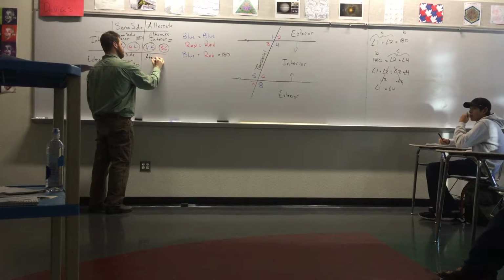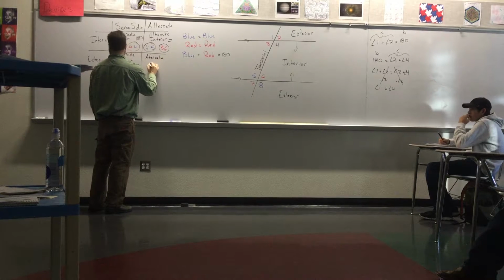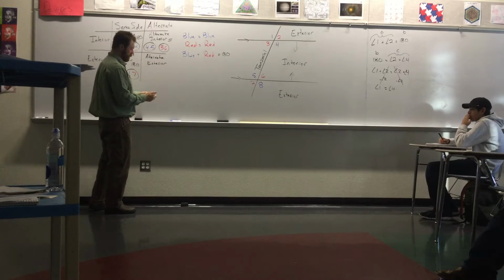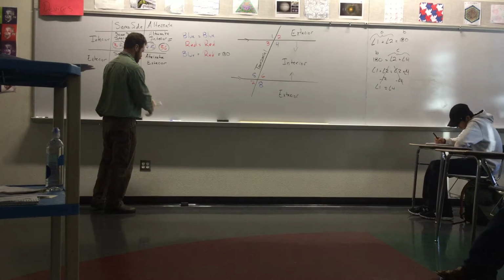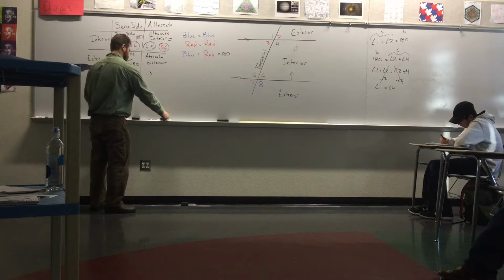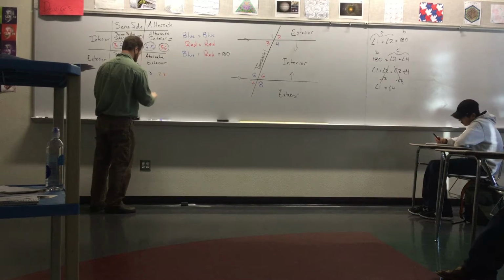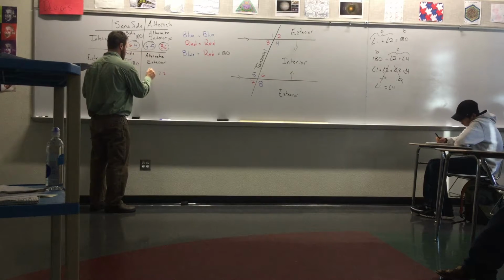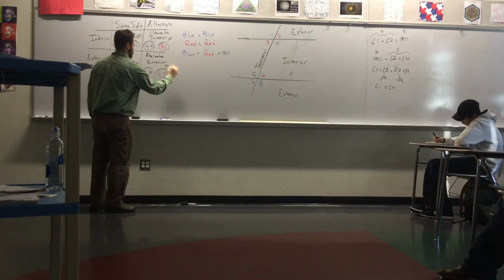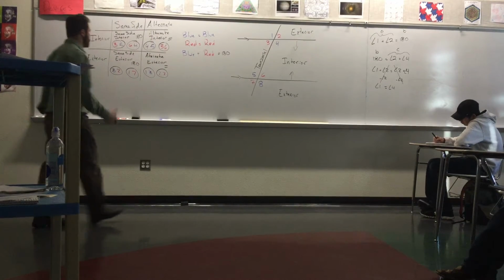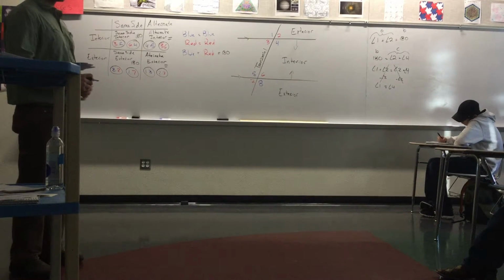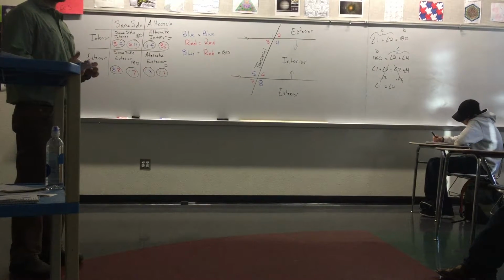So alternate exterior. Okay, what are those? 2 and 7, and 8 and 1. Yep, 1 and 8 and 2 and 7. Okay, so do these equal each other or add up to 180? They equal each other. Yep. So those are the big ones. And that's how the labeling convention works. Now there's one type of angle that we haven't talked about yet.